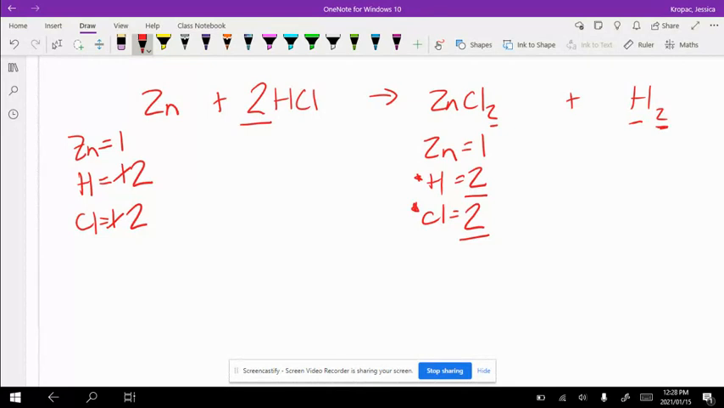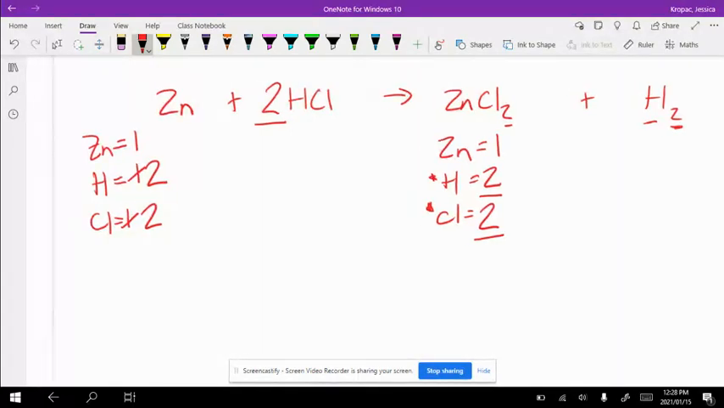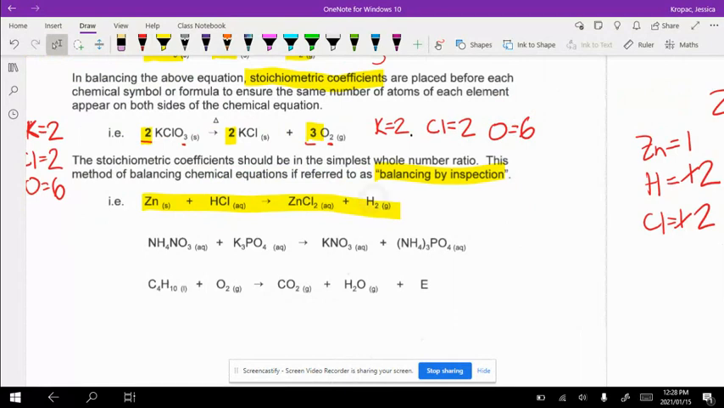So that's it. That's balancing by inspection. There's really nothing else that I can teach you. Again, there's just little tips and tricks that you're going to pick up along the way. That was quite an easy one to balance. So what we want to do now is try a little bit of a more challenging one. We are going to try to balance this double displacement reaction here.